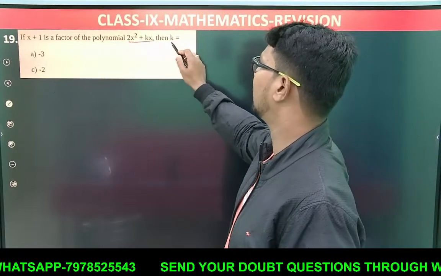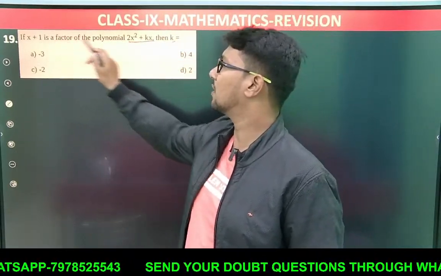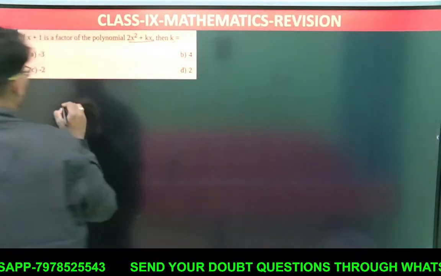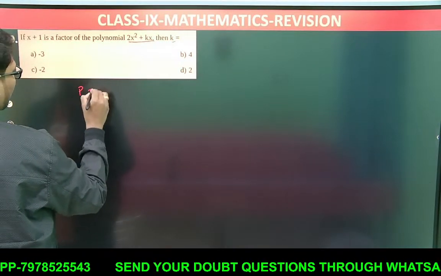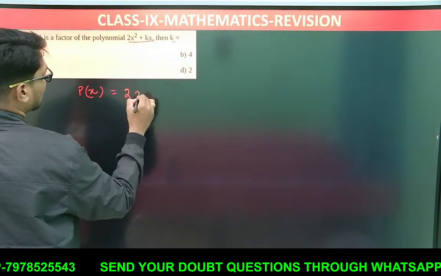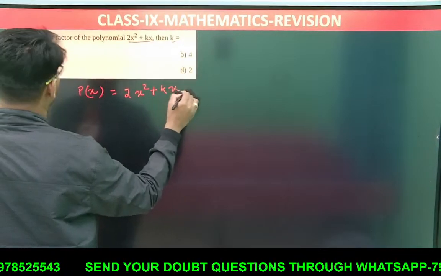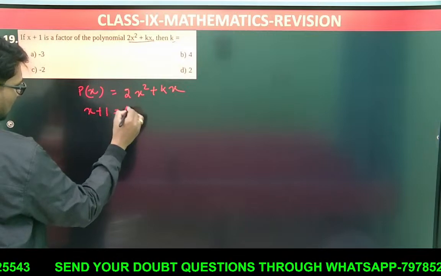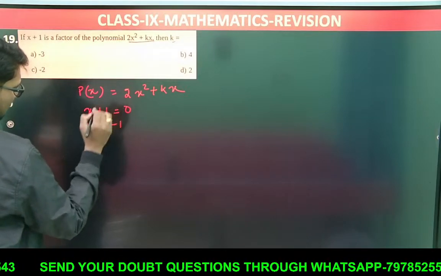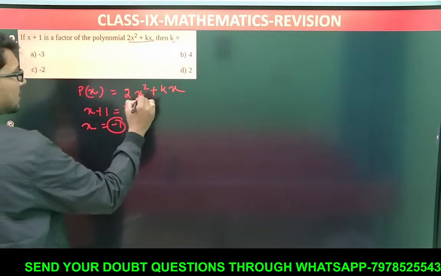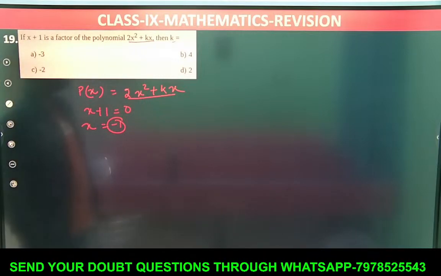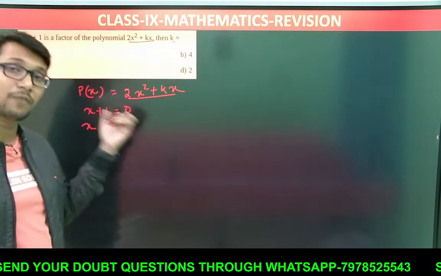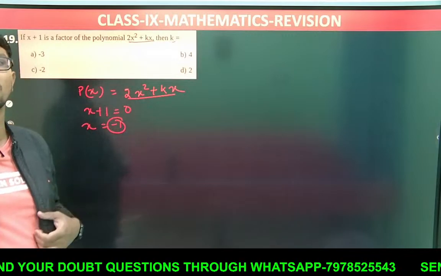Now question 19 says, if x plus 1 is a factor of this polynomial, then find the value of k. Let the polynomial p of x be 2x square plus kx. It is saying x plus 1 is a factor. If x plus 1 is a factor, we will equate it with 0, so x is minus 1. That means minus 1 is a zero of this polynomial.